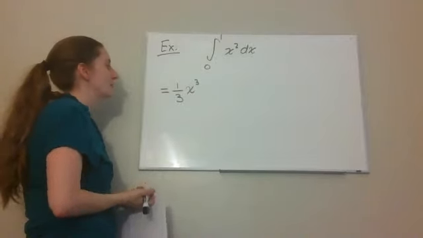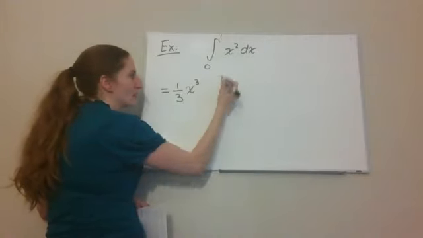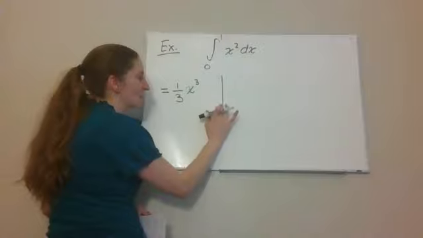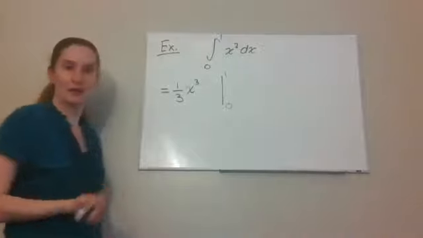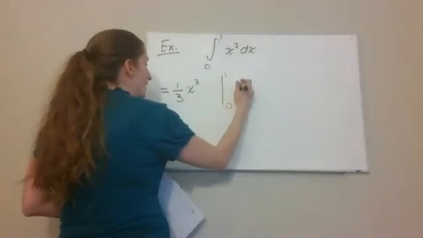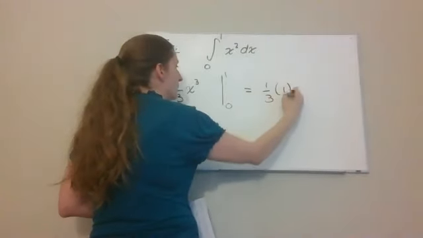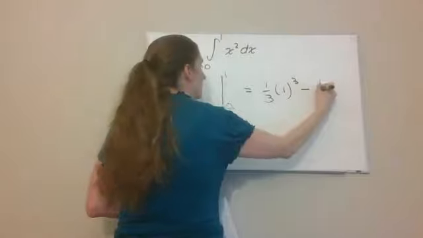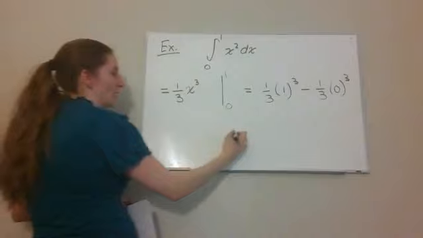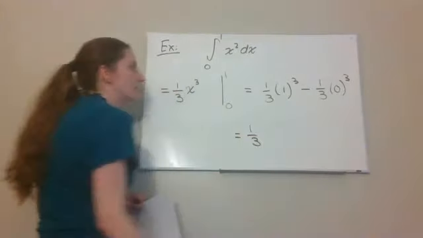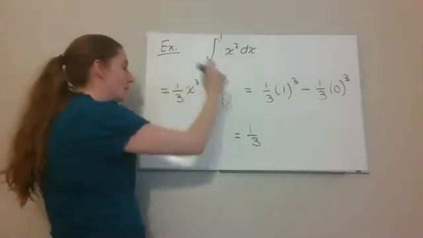Now I'm going to show you the standard notation that is used. You either use a vertical line, or some people like to put little brackets on it like that, but I tend to just use a vertical line. And you put your numbers on it to say we're going to plug these numbers in. We know from the theorem that you're supposed to plug in the b first, so that's plug in the top number, and then plug in the bottom number, and there's a minus sign in between. And when I evaluate this, I get 1/3 as this area underneath the curve x squared from 0 to 1.